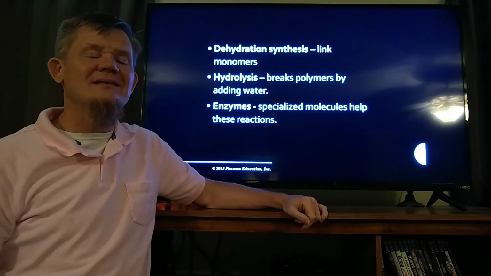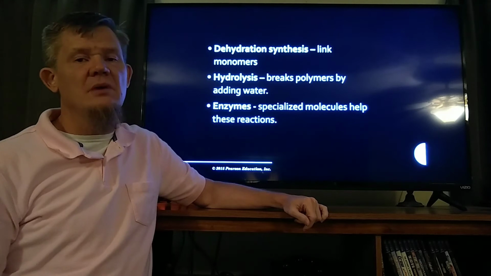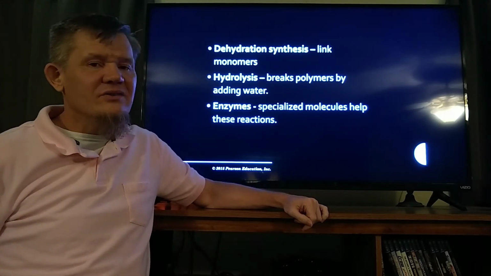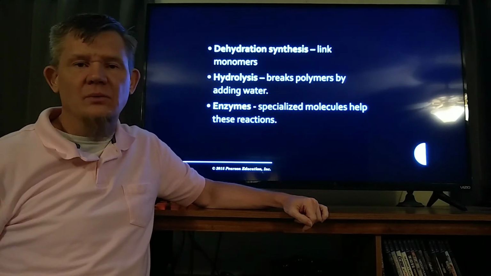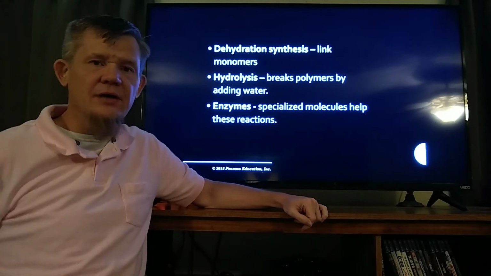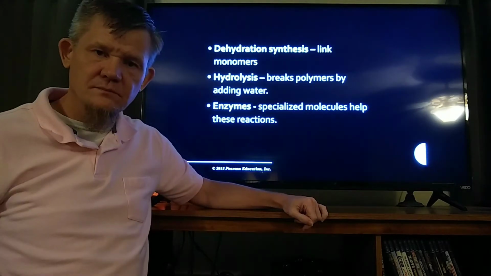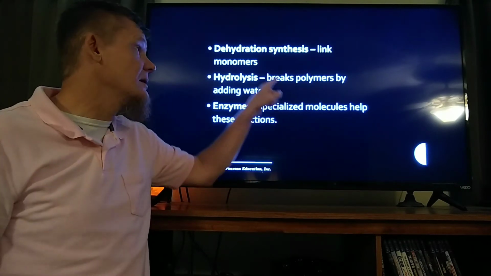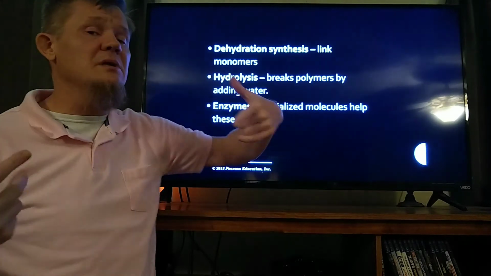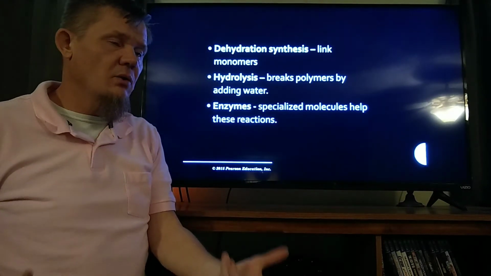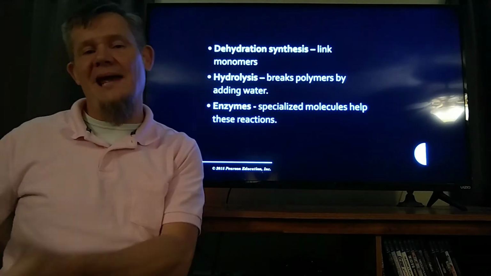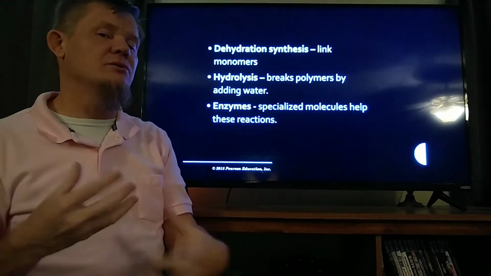The way we link together the monomers to make the polymers is called dehydration synthesis. What does dehydrate mean? If you're dehydrated, it means you don't have enough water. So dehydration means to remove water. Synthesis, synth, doesn't mean fake or artificial. It does mean created. So something that is synthetic has been created. It's not found naturally. So synth means to make or to create.